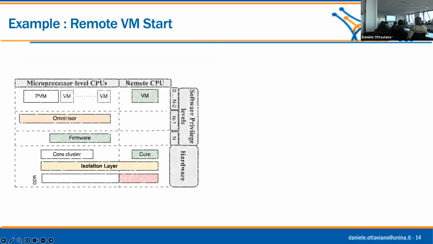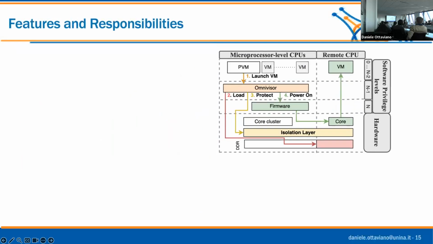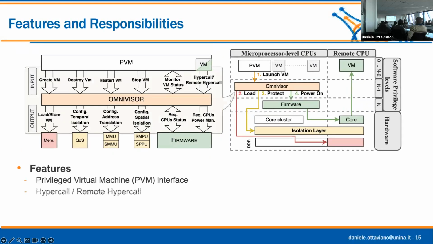Okay, so what was the example that virtual machine start? We are talking about the features of the Omnivisor. There is a feature that is ongoing, we are working on, and it is about hypercall. You know that a virtual machine usually can, in some cases, call some services of the hypervisor through hypercalls.